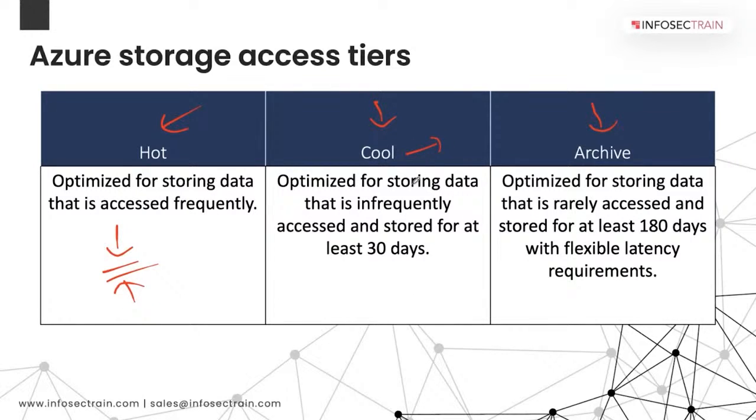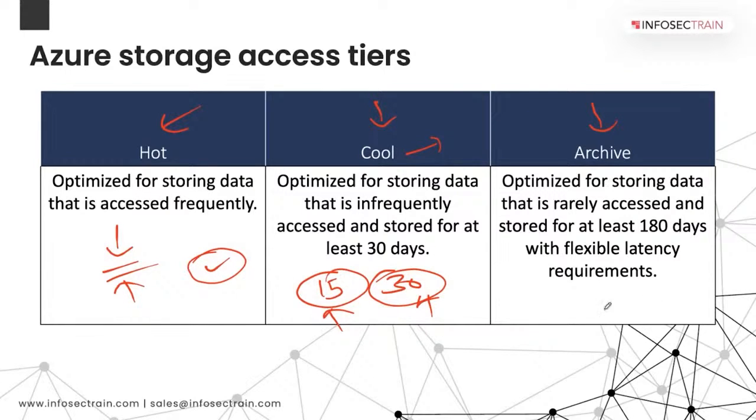Now, cool tier will be for data or files which, let's say, you use once or twice in a month, right? Once in 15 days or 30 days, something like that. So yes, you can access it quickly, right? But for this, the storage charge will be less, but the access charge will be a bit higher than the hot, right?